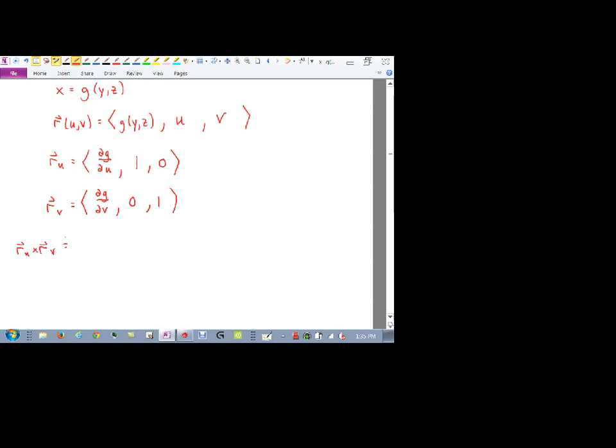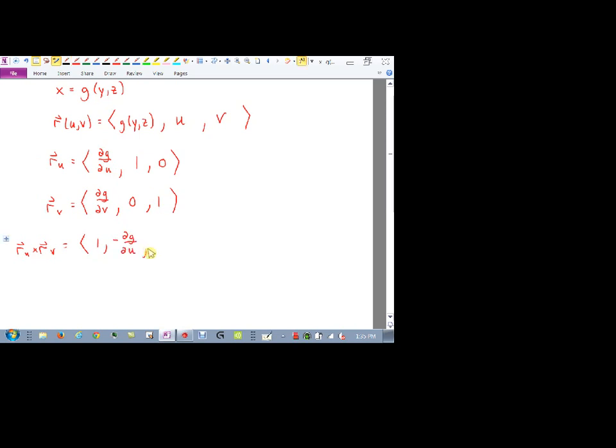What's the cross? Well, cover this up, right? And do that thing. You'll just get 1, won't you? Cover up the middle and do this, and then subtract. So this times this gives you the partial g with respect to u, but then make it negative. Negative partial g with respect to u.